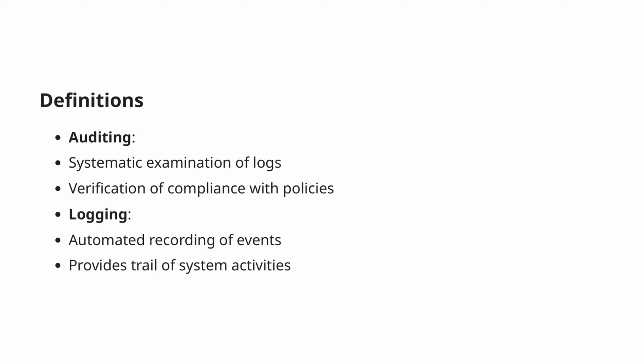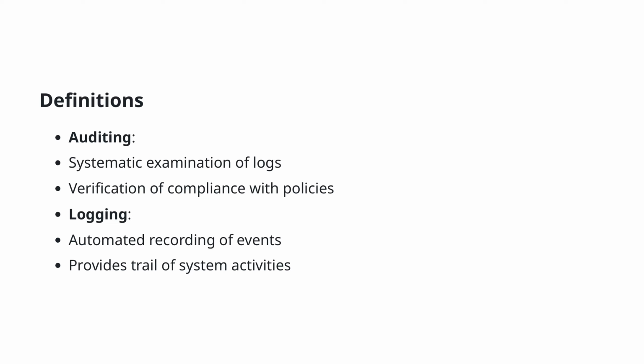In this slide, we are going to discuss some fundamental definitions related to our topic, auditing and logging. Auditing refers to the systematic examination of logs. This process is vital for ensuring that systems adhere to established policies and regulations. By auditing logs, we can verify compliance, track changes, and maintain the integrity of our software systems.